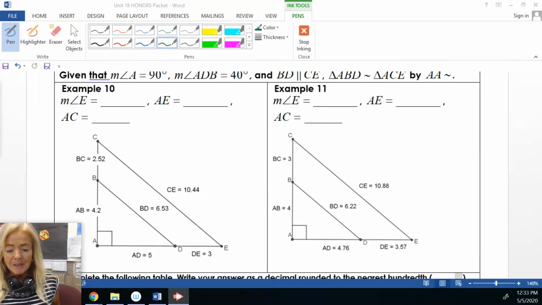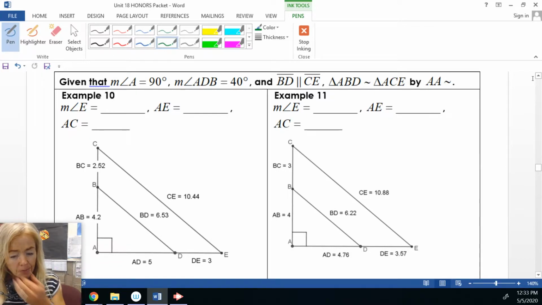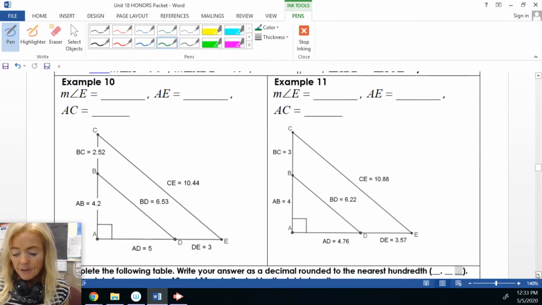Hi class, so we're doing 18.3, part 2, and we're looking at example 10. It says, given that the measure of angle A is 90 degrees and the measure of angle ADB is 40 degrees, and BD is parallel to CE, triangle ABD is similar to triangle ACE by angle-angle similarity. We have these two examples, 10 and 11. So we're going to figure out a few things, and then we're going to look at a table of values and ratios concerning the two.